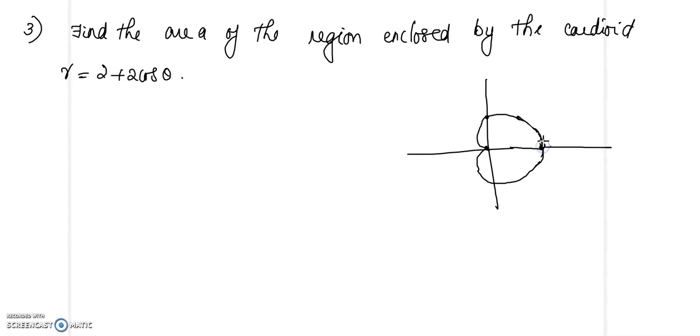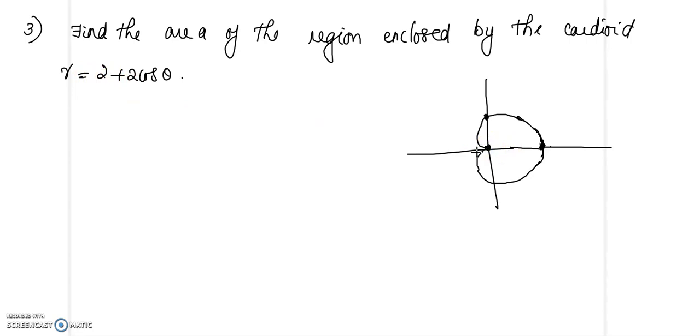Next, when theta equal to pi by 2, cos pi by 2 is 0, so the value will be 2. So that will be here at pi by 2, the r value will be equal to 2. Next, when theta reaches pi, cos pi will be minus 1. Then the value of r will be 0. So at pi it will reach this point.